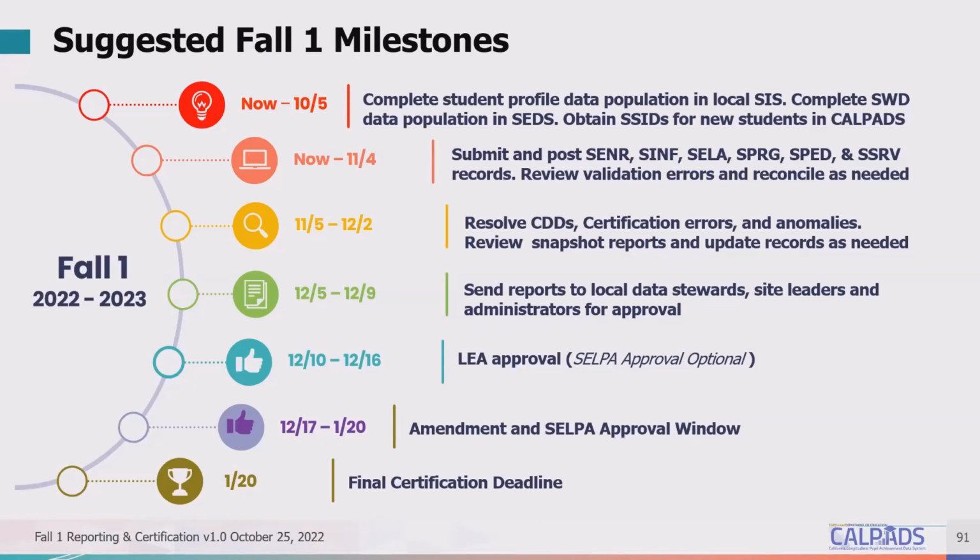However, the final deadline, when the data has to be certified, January 20th, 2023, it will need both approvals. That's the LEA and self-approval. And then you can pat yourself on the back, take about 3 hours of break. If you make the final certification deadline, then it's on to Fall 2.